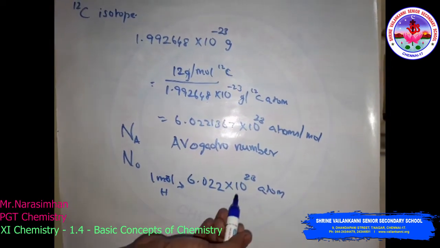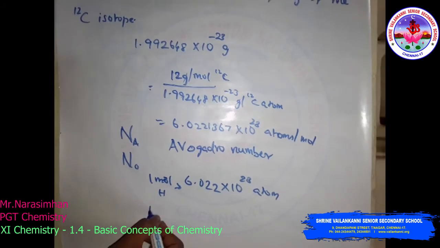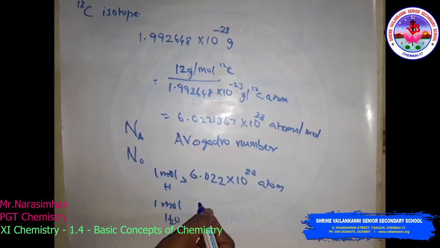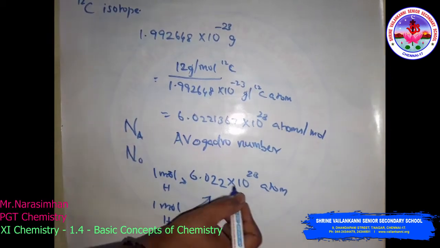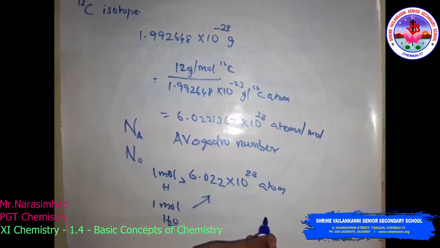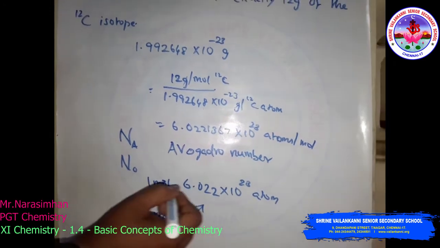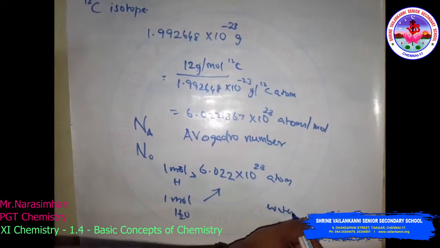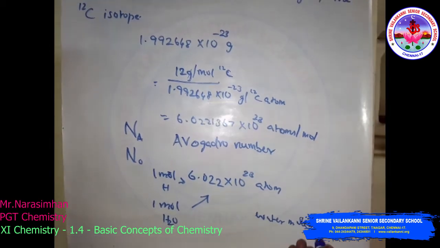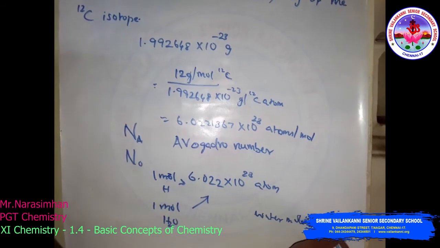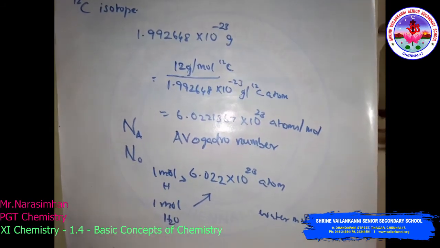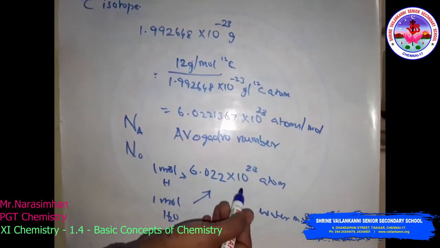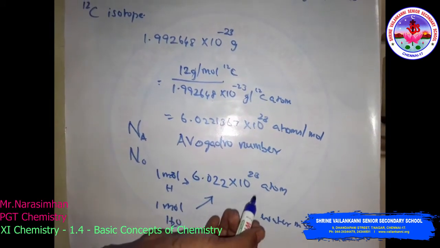1 mole of water molecules contains the same. 1 mole of water molecules contains 6.022 into 10 power 23 water molecules. Similarly, 1 mole of sodium chloride contains 6.022 into 10 power 23 sodium chloride molecules.